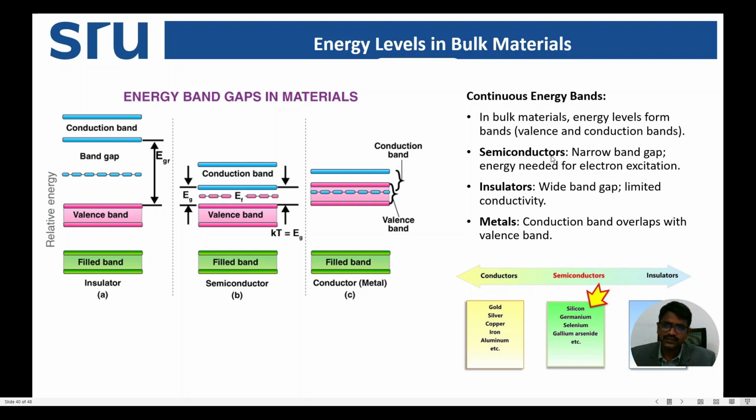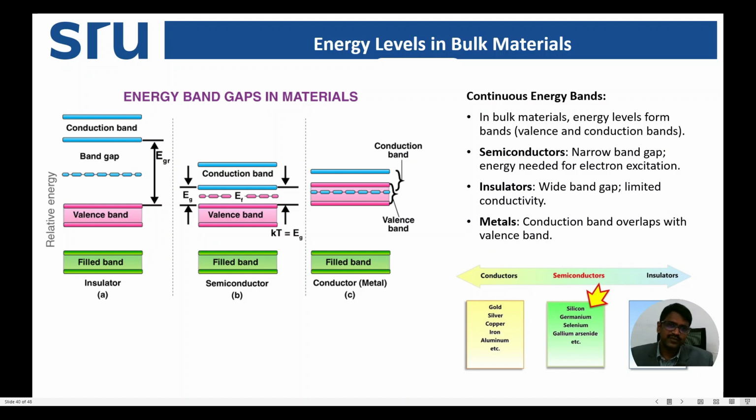In semiconductors you can find a narrow band gap. Because of this narrow band gap, if you supply a minimum or small energy, the electron can easily jump from the valence band to the conduction band. In insulators, it is a wide band gap, a large band gap. In metals, the conduction band overlaps with the valence band. So what is the advantage of having less band gap or moderate band gap or large band gap?